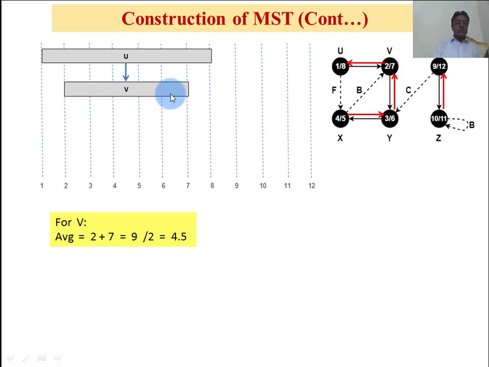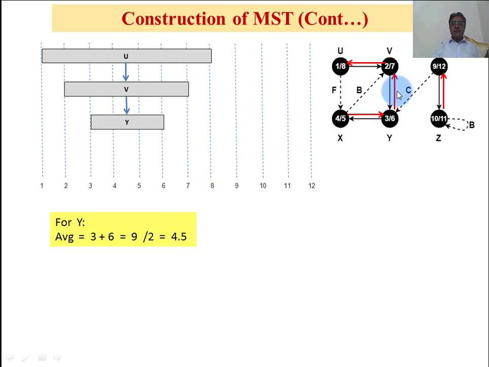So this is the whole span, from this starting time to this ending time, during which this node has made its processing final, and now it has become part of the tree. So here we have inserted V at the average time 4.5. 4.5 was the average time.